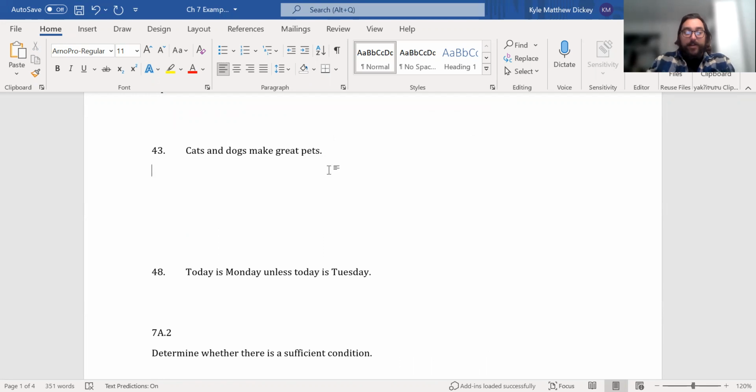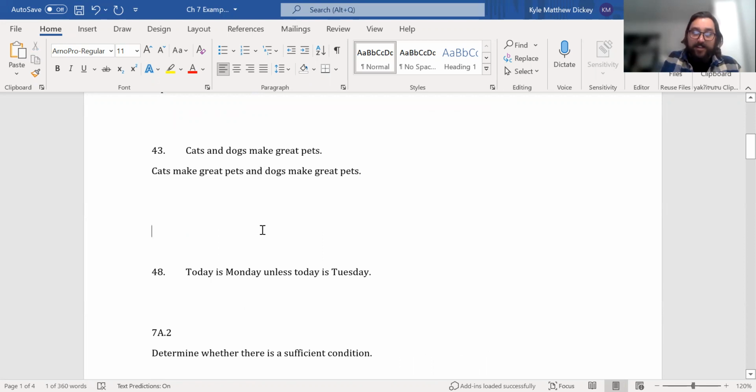We should think of it this way: this sentence says the same thing as this sentence. Cats make great pets, and dogs make great pets. And now it's easy to see how we should translate it. We've got and there, so we know that we're going to use the ampersand. But then we've got 2 sentences on either side, this one, which we can call C.